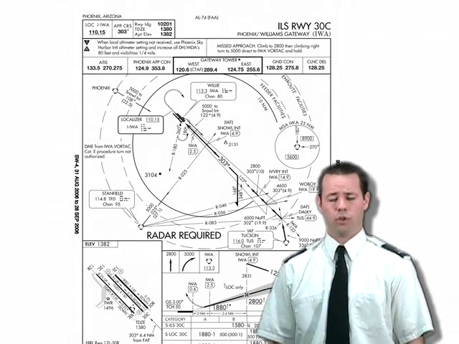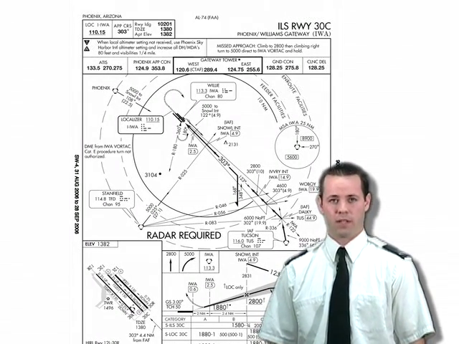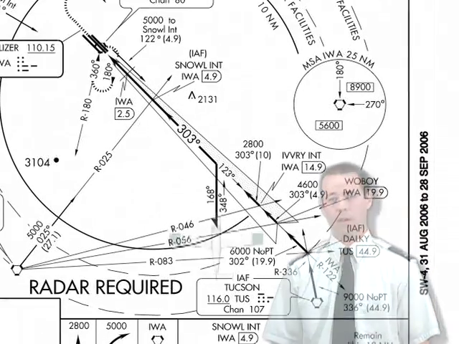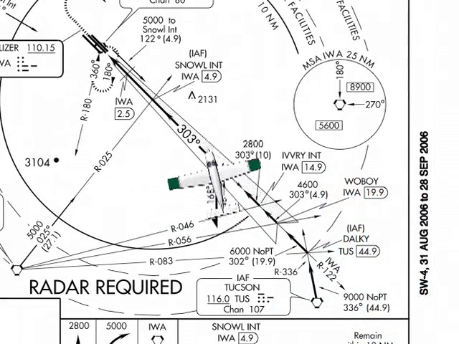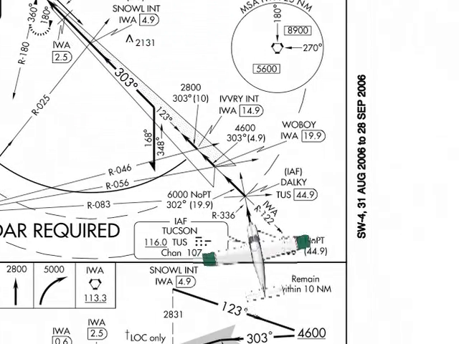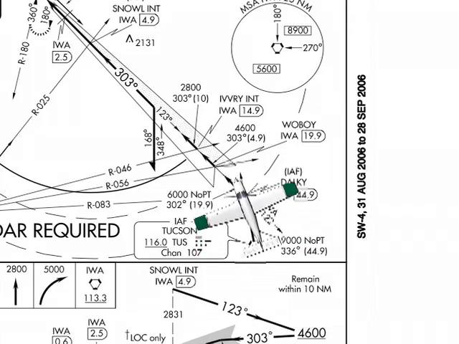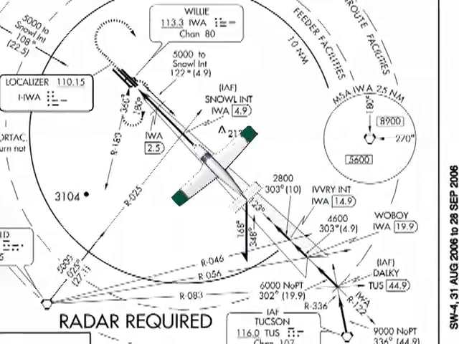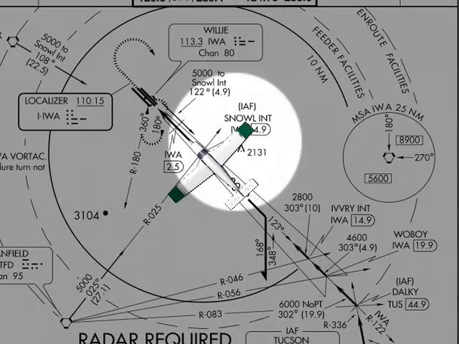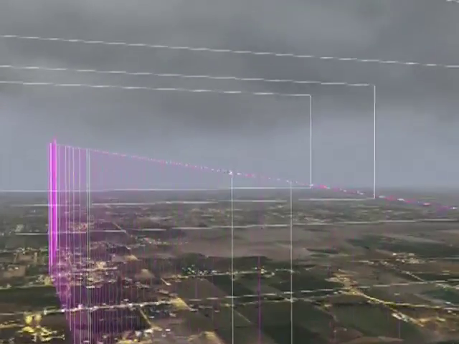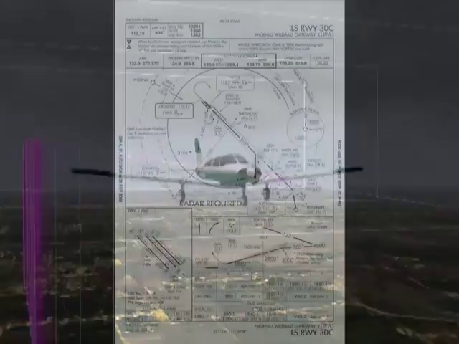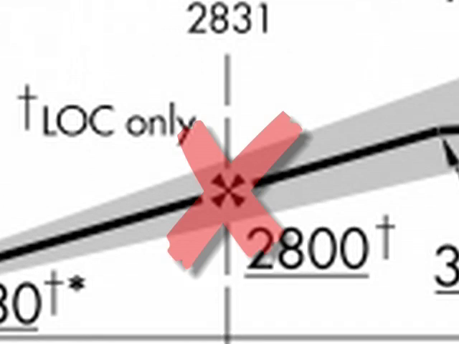In the case of our approach using Snow as the initial approach fix, this segment will begin when the final approach course is intercepted inbound following the course reversal. If we are to use the Tucson transition, the intermediate segment would begin once we cross Dalkey intersection until we reach Snow inbound. The final approach segment begins at interception of the glide slope and not at the final approach fix prescribed by the approach plate.